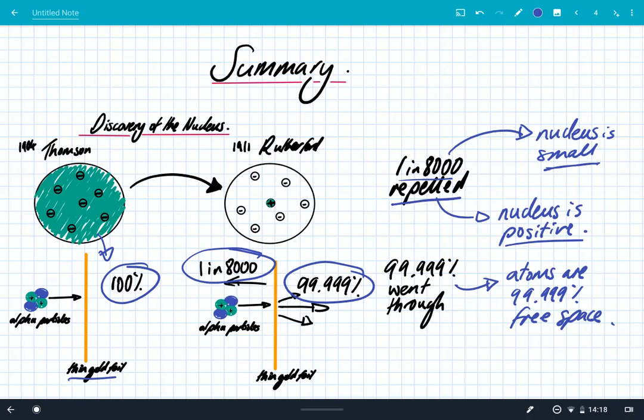This is how science works. Scientists do experiments, and if new evidence contradicts previous models and theories, those theories have to be developed or changed.